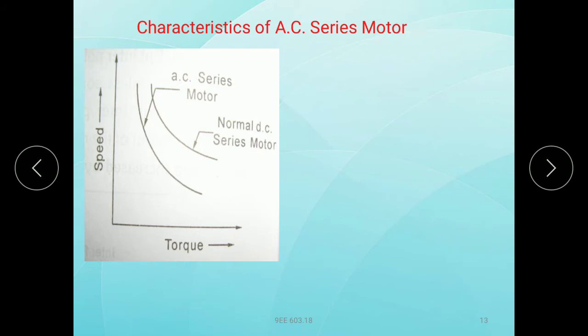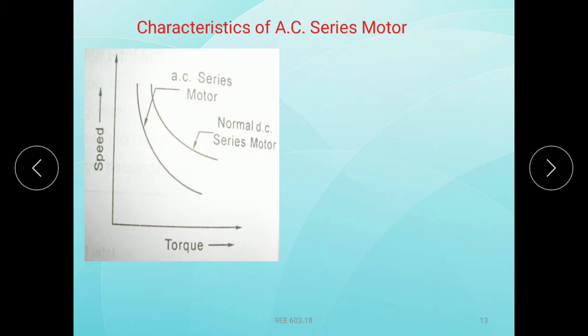At the starting, in a series motor the speed is very high. Why? There is no load. The series motor at the starting time has a very high speed, so it is rotating at very high speed. So the torque is somewhat less as compared to a normal DC series motor.